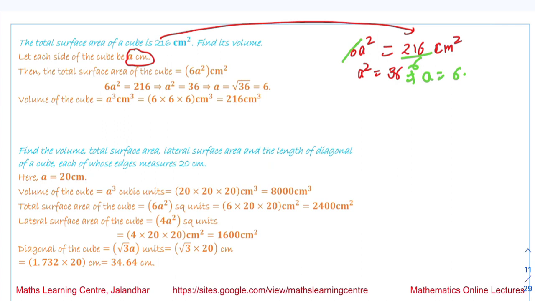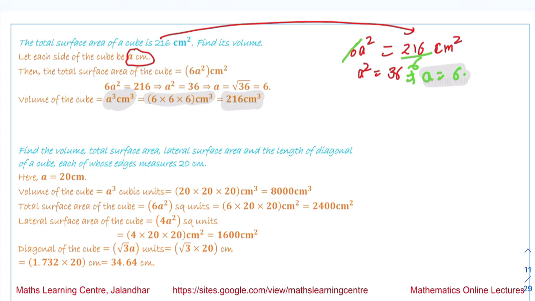So the volume of the cube, we know the formula, is a cube. The value of a is 6, so the volume is 216 centimeter cube. So in this case we are getting that the total surface area and the volume are the same. This is just by chance. It is not like these two values are always equal.